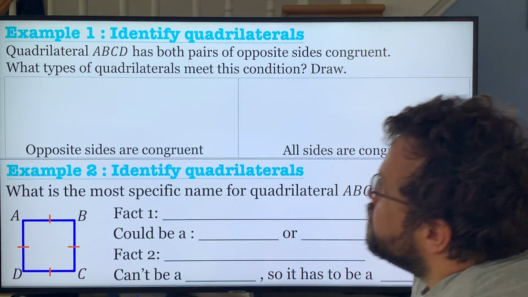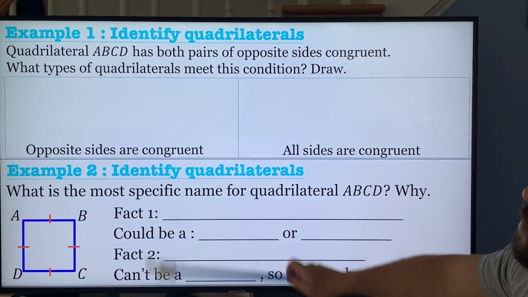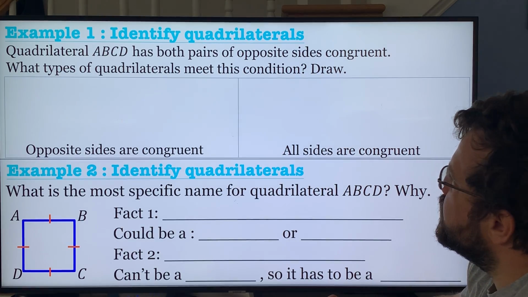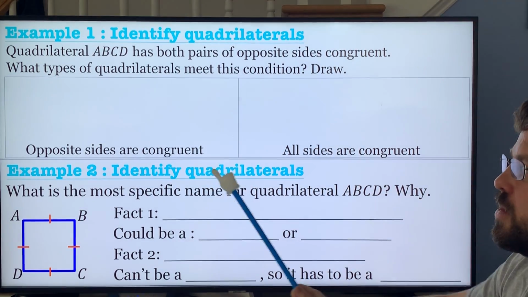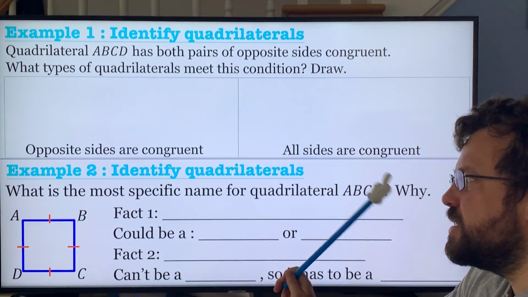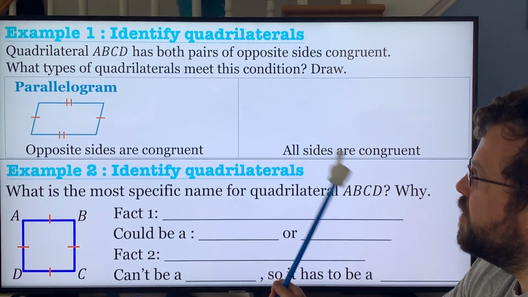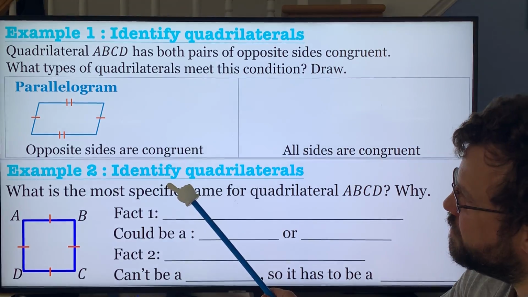Right, let's go. Example 1, identify the quadrilaterals. Quadrilateral ABCD has both pairs of opposite sides congruent. What type of quadrilaterals meet this condition? And then draw. So what type of parallelograms have opposite sides that are congruent? So you have a parallelogram.